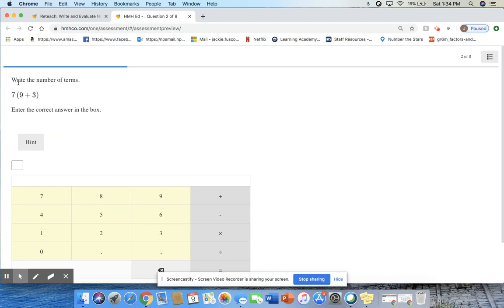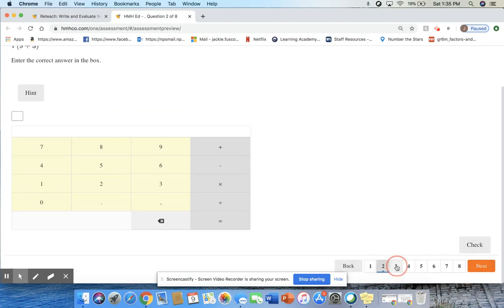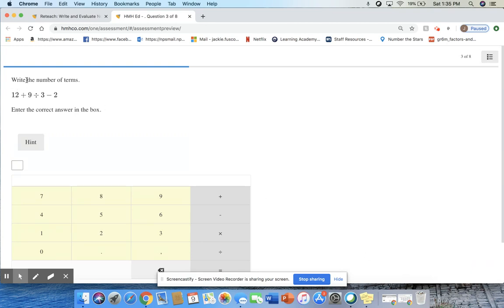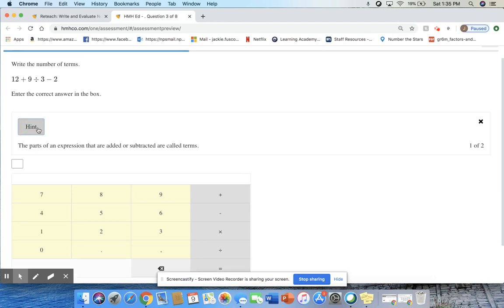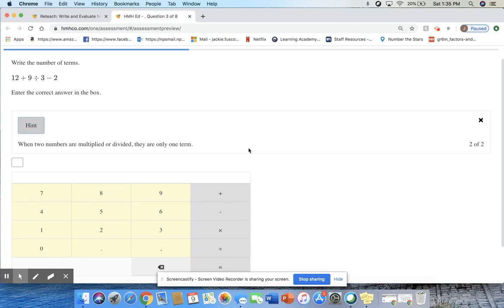Number 2, again, asks for the number of terms. Write the correct answer in the box. Number 3 is also asking, write the number of terms. It's not asking you to solve it, so don't solve this and put the answer in. It wants the number of terms. And remember, if you need help, you can always click on a hint and it will tell you a hint. The parts of an expression that are added or subtracted are called terms. Another hint: when 2 numbers are multiplied or divided, they are only 1 term. So remember this.